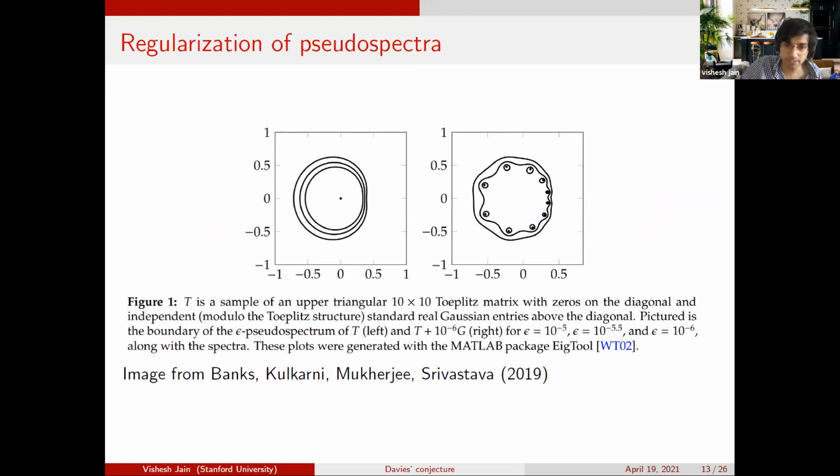And here is my promised image now. So what's going on here? Apparently you have some 10 by 10 Toeplitz matrix with zeros on the diagonal. And the idea is that this is not normal, and the pseudo spectra are kind of big, right?